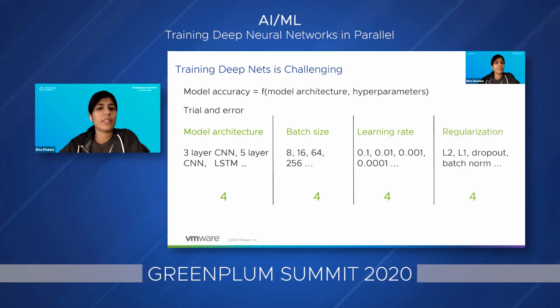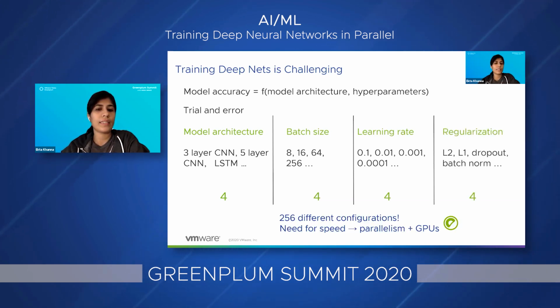To give you some more context on the complexity, this is an example where we want to train 4 architectures, like a 3-layer CNN or a 5-layer CNN, on 4 batch sizes. We want to test 4 different learning rates. The learning rate here is basically the rate at which the gradient descent will crawl down the curve. And we want to probably test 4 different regularization methods. So we are left with almost 256 different configurations, and we want to speed this up. So for that, we need parallelism and GPUs. Next slide.